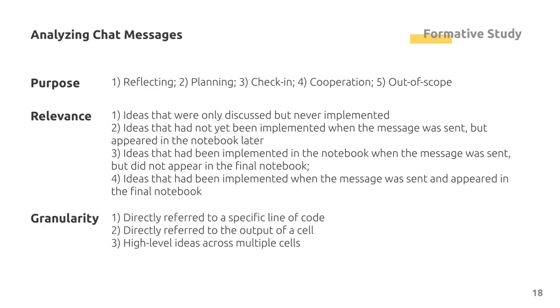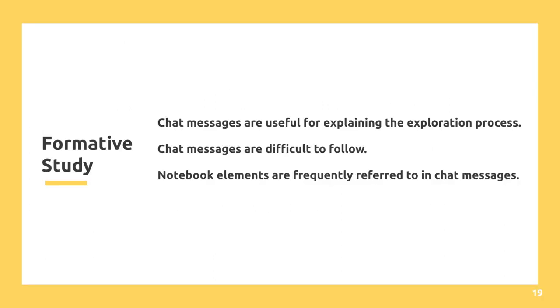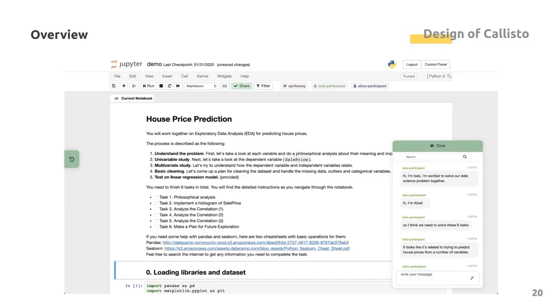Lastly, we investigated the granularity of the notebook elements that collaborators referred to. We find messages related to a specific line of code, the output of a cell, or messages describing high-level ideas implemented across multiple cells. In summary, we derived 3 design implications from our findings. Chat messages are useful for explaining the exploration process, but they are difficult to follow. Notebook elements are frequently referred to in chat messages.